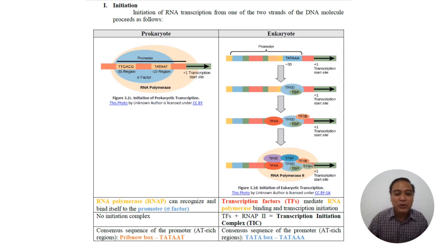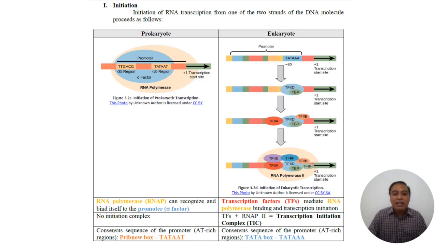Now, comparing this with the eukaryotic transcription, you see here also the promoter sequence, but instead of a sigma factor, it has a number of initiation factors, or transcription factors, and you have here the binding of several. We won't be mentioning all of these, but TFIID, TFIIA, and so on are needed in order for RNA polymerase to recognize the promoter sequence and attach to it to start the process of transcription. Now take note, for prokaryotic transcription, the consensus sequence is called the Pribnow box or TATAAT.